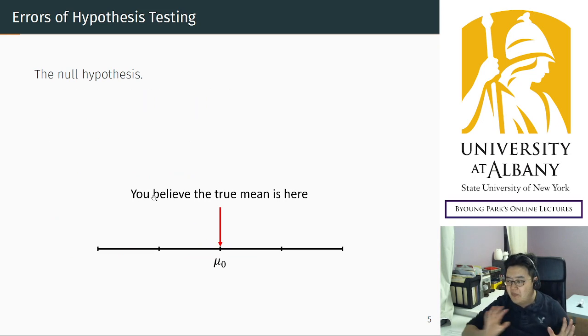So let's think about them in a graph. Suppose that a null hypothesis is that, so here is a real line. You believe that the true mean, the population mean, is here at this point, mu 0. So you assume mu 0 is where the true mean is.